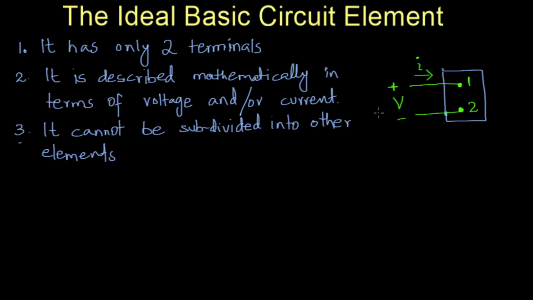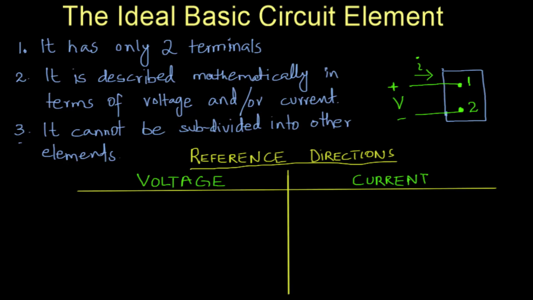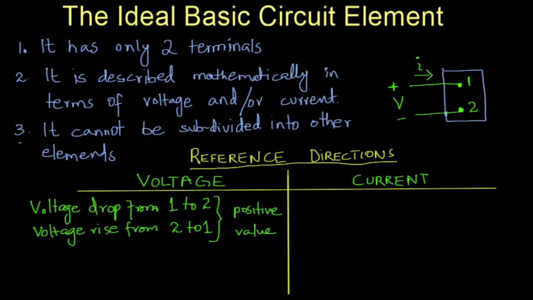The reference polarity for voltage between these two terminals is indicated by positive and negative signs, while the reference direction for current is shown by an arrow placed along the direction of flow of current. Then here we have a table to further explain the reference directions for voltage and current. So let's start with the voltage first.